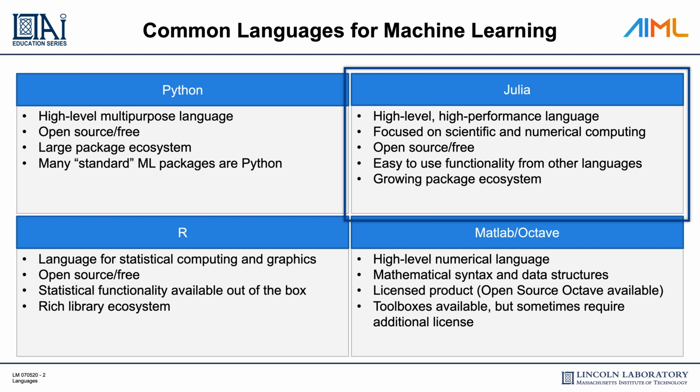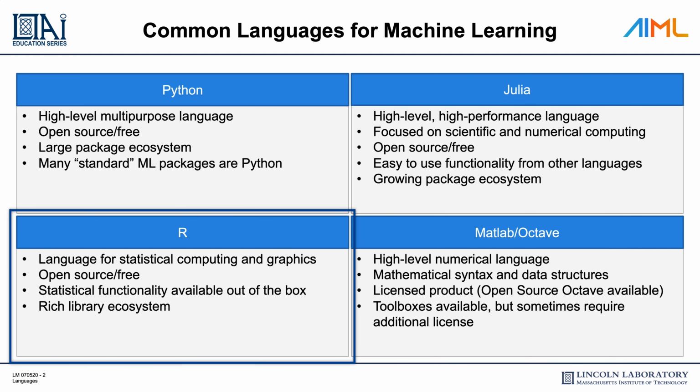Julia has a strong focus on scientific and numerical computing and is also open source and free to use. Julia has its own growing package ecosystem, but also provides the ability to call functions from other languages, allowing you to make use of packages written in Python and other languages as well.